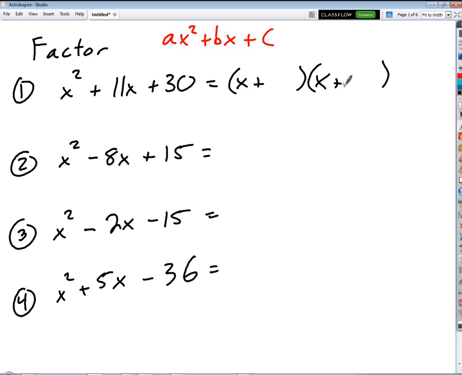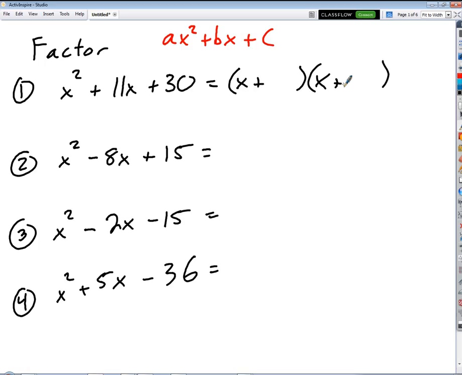Okay, so we have 5 and 6, but that can get tricky. What if the numbers were bigger? I mean, 30 and 11 aren't huge numbers, but they can be a lot bigger. So how could we go about a process here of, in an organized way, finding those numbers? There's a way you can do it on the calculator, and I'll show that to you. For now, I want to just think about this using some mental math.